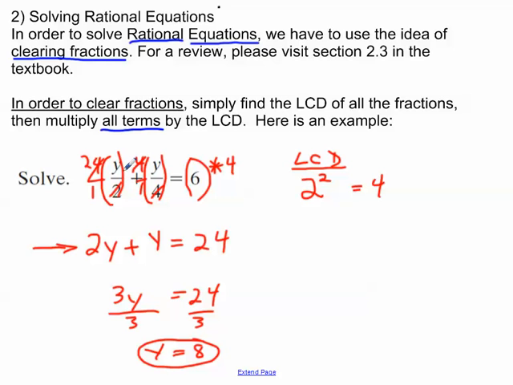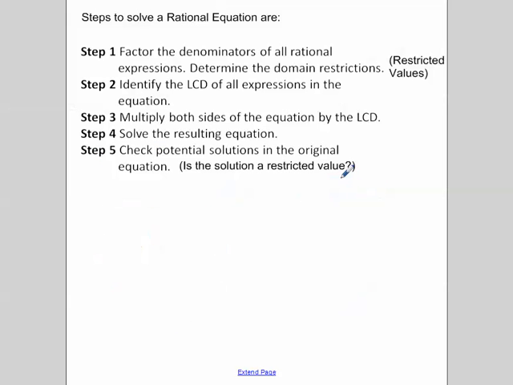Could we convert this y over 2 and the y over 4 to a common denominator? We certainly could, and then we could solve that way. But the easier way to do it is just to clear out the fractions by multiplying by our lowest common denominator. So let's look at some of the rules here.